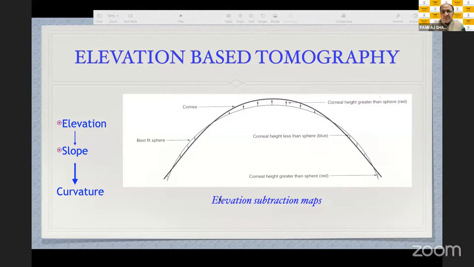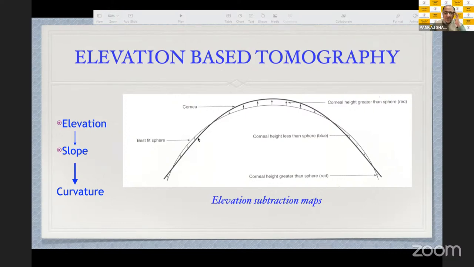So what is an elevation subtraction map? Here, look at this black line, the dark line, that is the cornea. It is prolate because the center is very much curved. As you go to the periphery, it is less curved, it keeps getting flatter. This light line is the perfect spherical surface. Since this part is more curved, this is anteriorly elevated. So this is anterior elevations. This part is going behind this best fit sphere, so it is below. The part of the cornea which is above this reference sphere is red. The part which is behind it is blue.